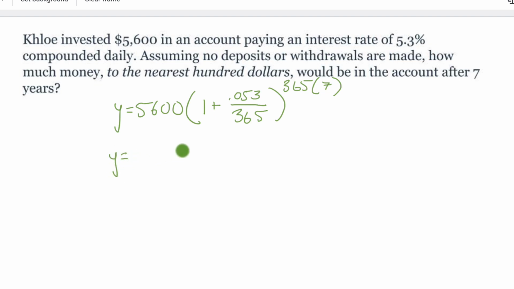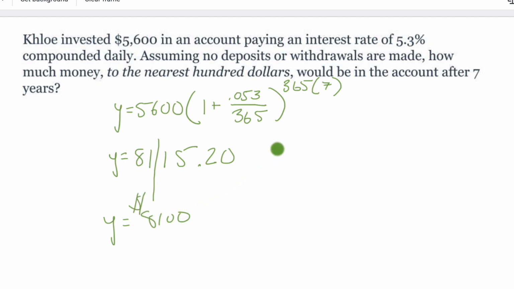So after 7 years compounded daily at 5.3%, Chloe's going to have $8,115.20. They want the nearest $100. So since the 1 is the 100, I'm going to look at the number to the right of it. It's a 1. It's less than 5. So I'm going to round that down to $8,100.